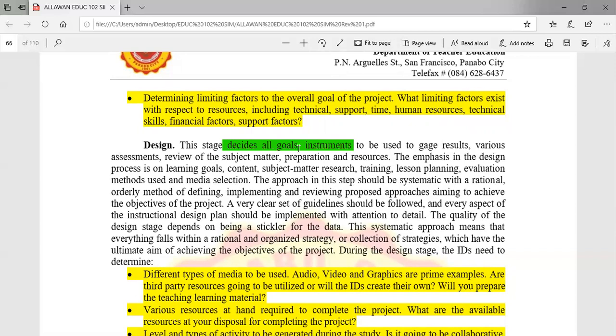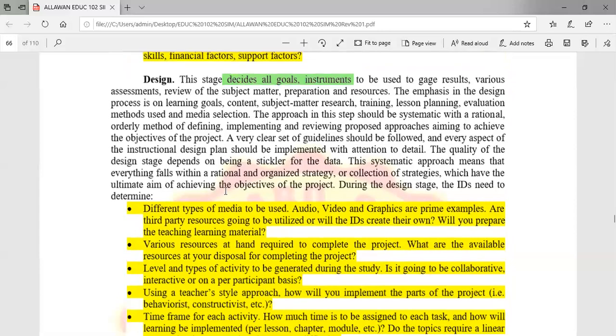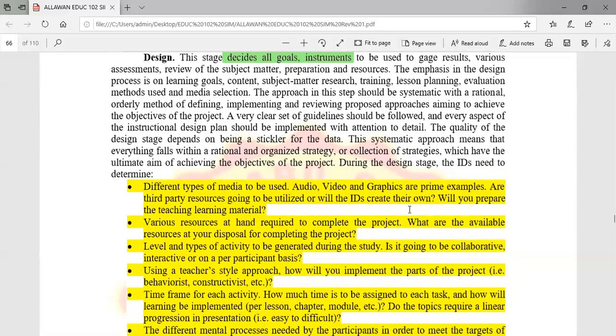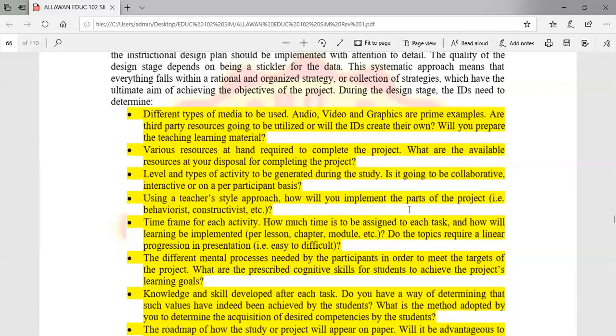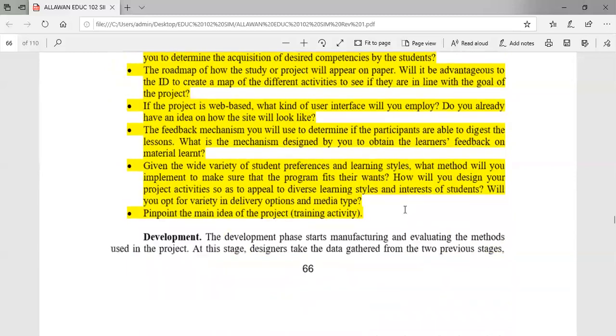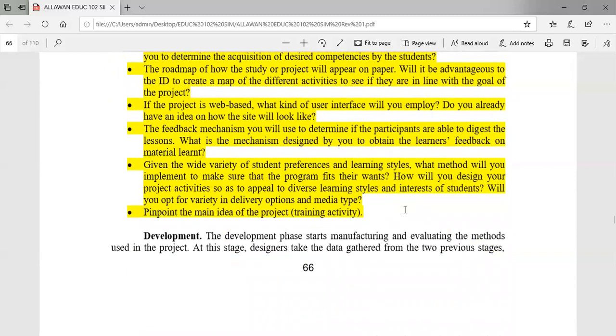So marami din siyang question na gagamitin. So you may also use the audio visual or graphics sa mga pag-utilize sa technology. So yun siya, marami din yan siya. Next is development. So after design, you will now develop. There is another improvement or enhancement on this component. So it starts the manufacturing and evaluating the methods used in the project.